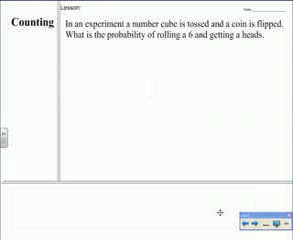Here's an example of a probability question with a single event. In an experiment, a number cube is tossed and a coin is flipped. What is the probability of rolling a 6 and getting a heads? Right, if I were to list this out in probability format, this is how we would say probability of 6 and a heads. That's what it would look like. So we're going to count to find that probability.